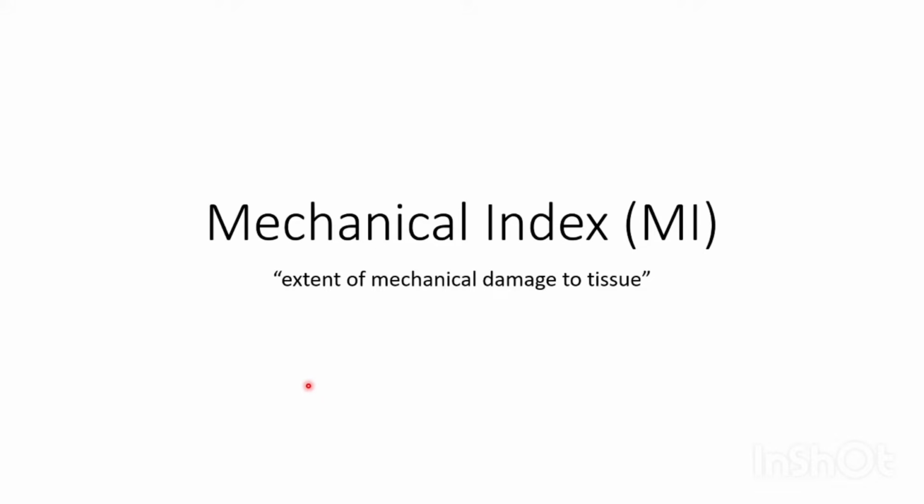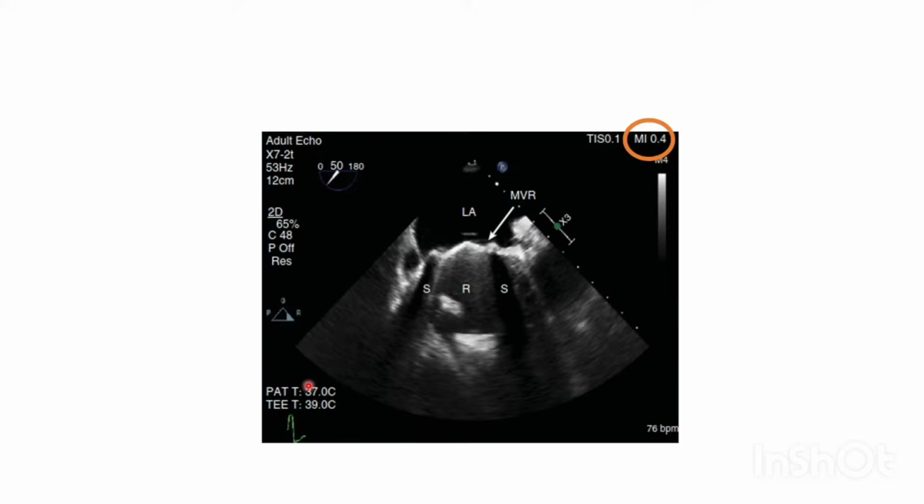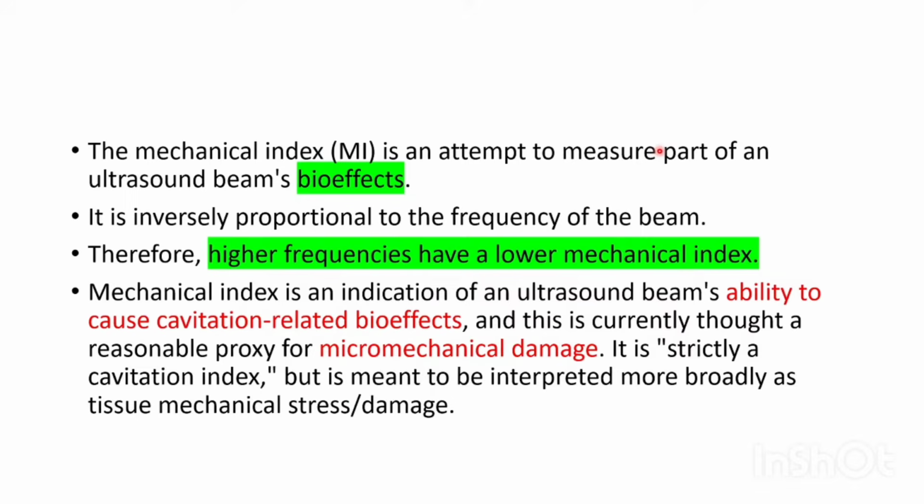Coming to mechanical index, why is it called mechanical? That is, it denotes the extent of mechanical damage these ultrasound waves can cause to the tissue. So mechanical index is shown on the screen on the top right hand corner, MI 0.4. So that is the mechanical index, and the TIS is the thermal index. TIS is for soft tissue. So for various tissues, they'll show various abbreviations. So we are talking about mechanical index now, MI 0.4.